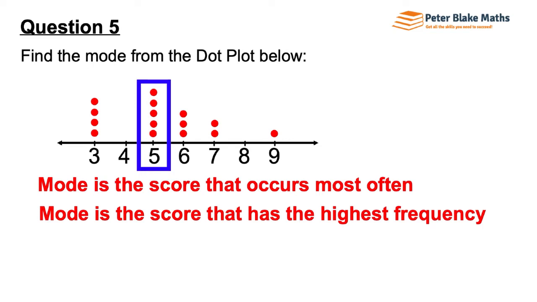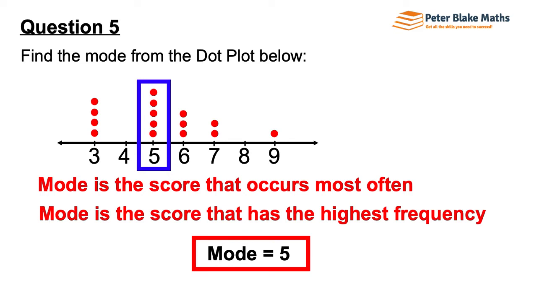We can see from the height of the columns of the dots that 5 has the most dots, so this dot plot is indicating that 5 is the score that occurs the most often or has the highest frequency, so we'd say that the mode of this set of scores shown in the dot plot is 5.